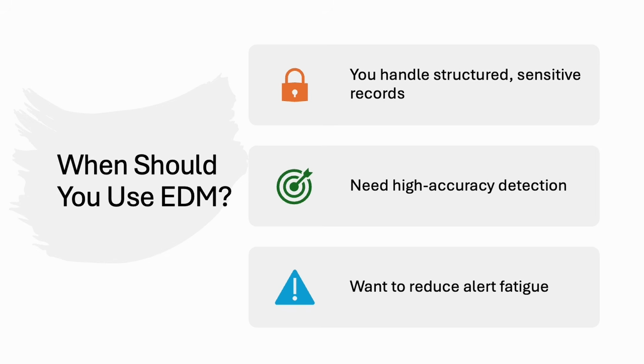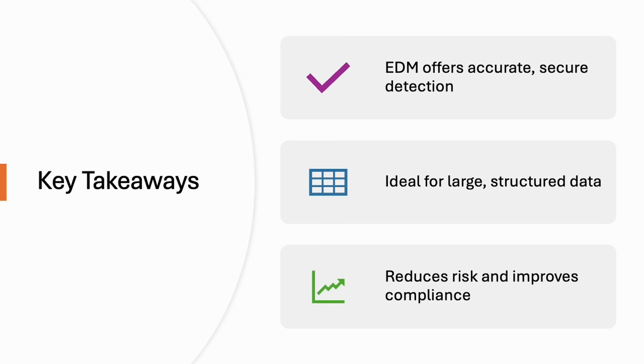Now, when should we use EDM? As we talked about, you must have an idea of what it is and when to use it. It is ideal if you work with structured information like customer databases, healthcare records, or student IDs. Basically, for any data where exact values matter and accuracy is critical, we can think about EDM. To summarize, EDM will help the organization get smarter about protecting data. It's more accurate than pattern matching, works with structured databases, and ensures compliance without overloading your IT or security teams.